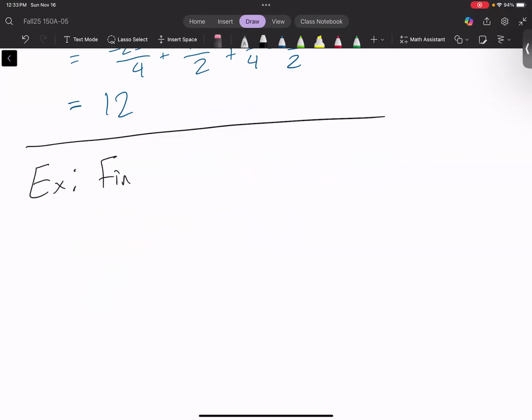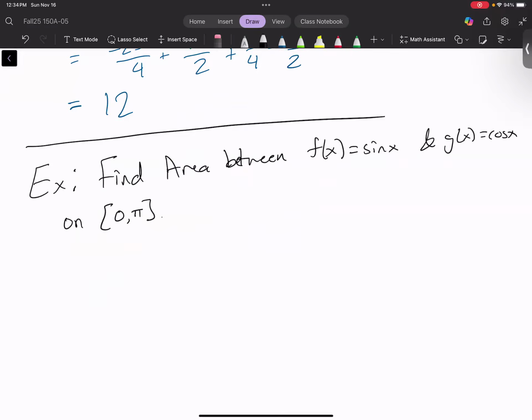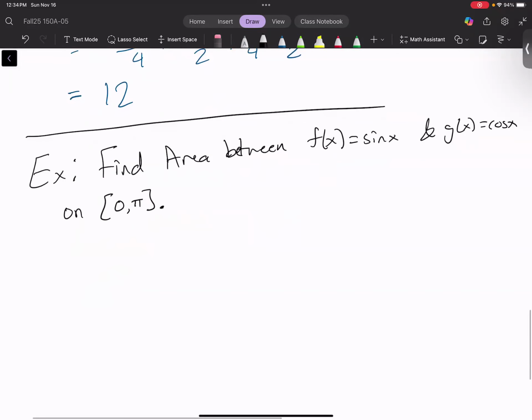So find the area between f of x equals maybe sine x and g of x equals cosine x on the interval 0 to pi. Okay, notice here I said between. I don't know which one's on top, which one's on bottom. Okay, now you could graph and figure it out. But sometimes functions are a little harder to graph. So here's how we're going to do it.